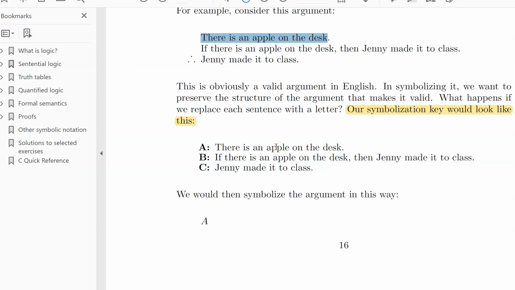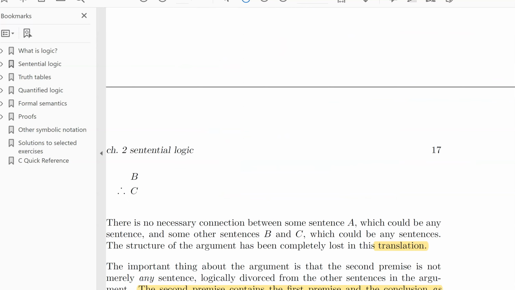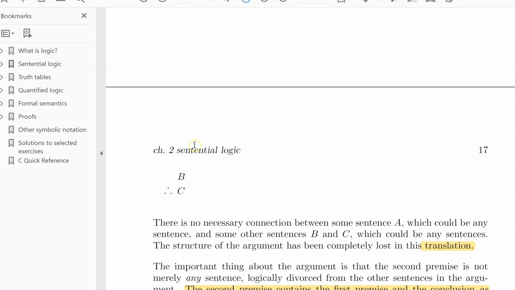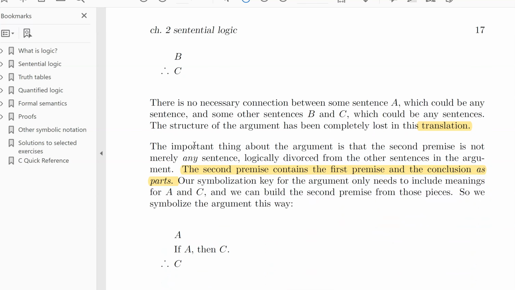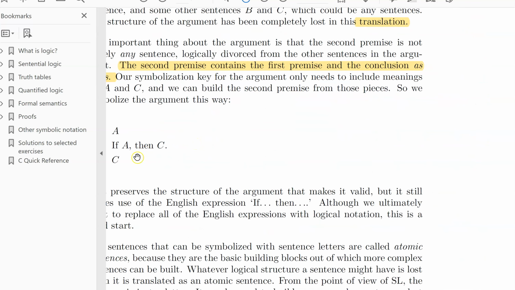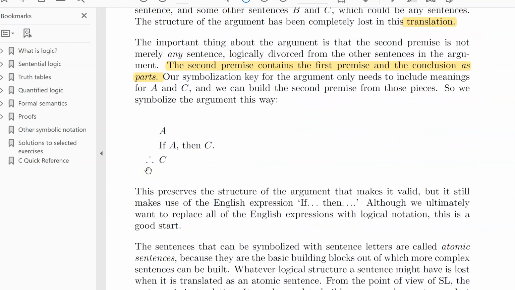By noting that the second premise is doing something special, it's not just any random sentence, it's comprised of other bits of the argument, we can get an argument that looks like this. This preserves the structure of the argument that makes it valid, but it still makes use of the English expression if then.